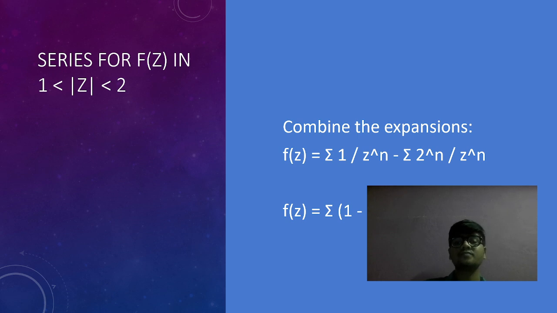Series for f(z) in 1 < |z| < 2. Combine the expansions. f(z) = Σ 1/z^n - Σ 2^n/z^n, so f(z) = Σ (1 - 2^n)/z^n.